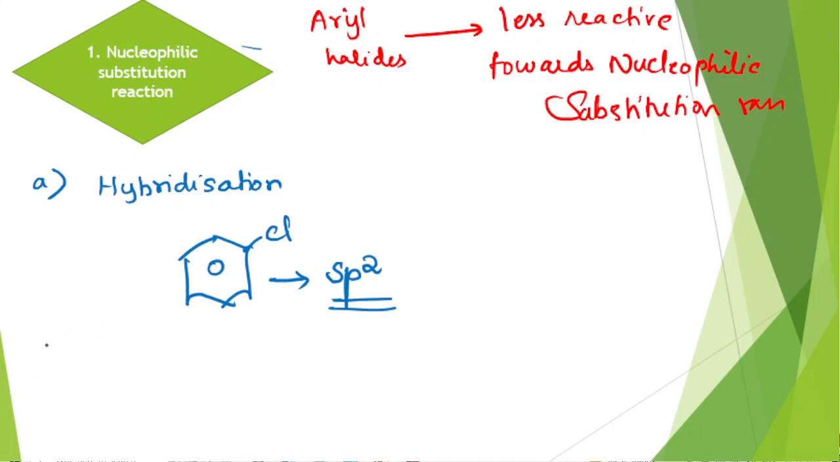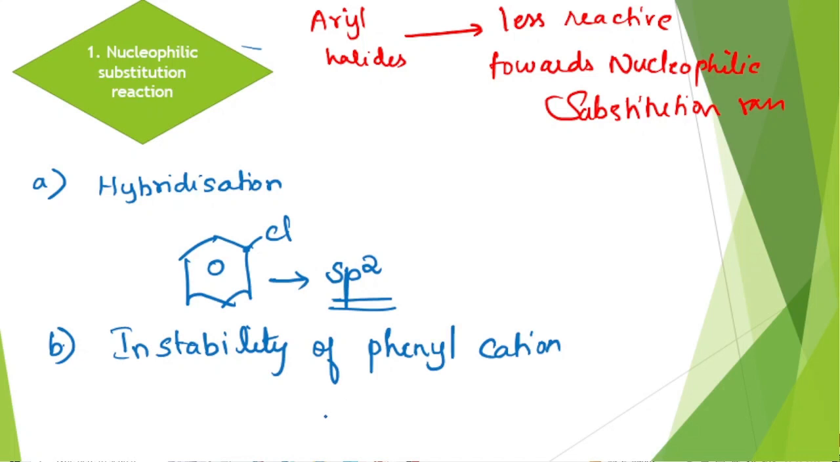Then B1 is going to be the instability of the phenyl cation. So you are going to have the phenyl, and in that phenyl you are having a cation, in the sense positively charged. So the instability of the phenyl cation is another reason.